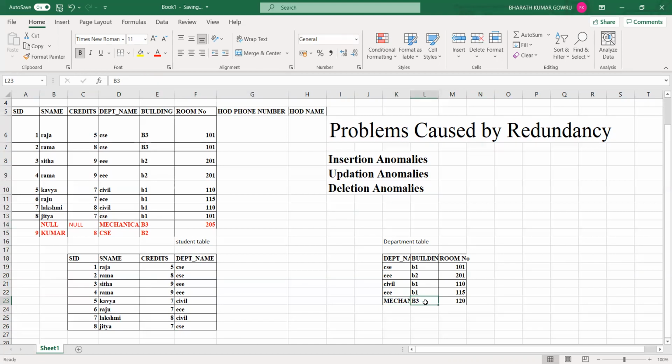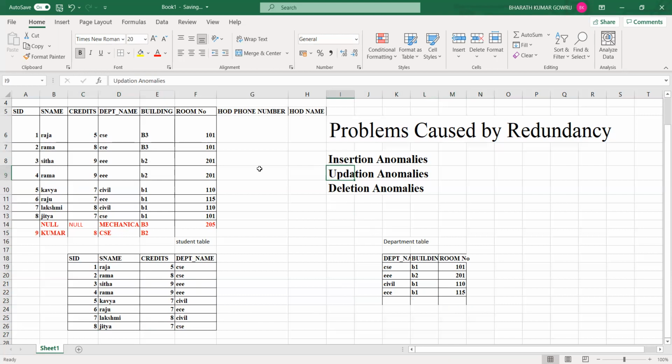If you want any information here, please consider this table. No problem. At this time we will not mention any student details, because no mechanical students are available. That's why we will not consider any mechanical student details in the student table. So that is how we rectify the insertion anomalies.